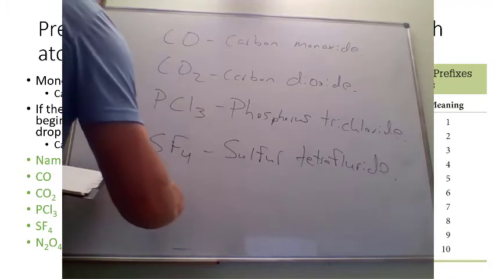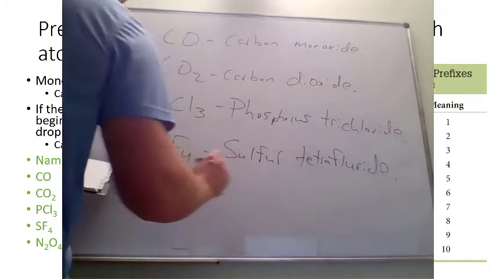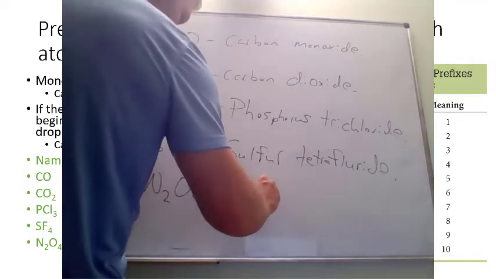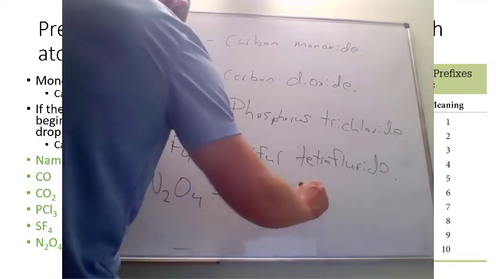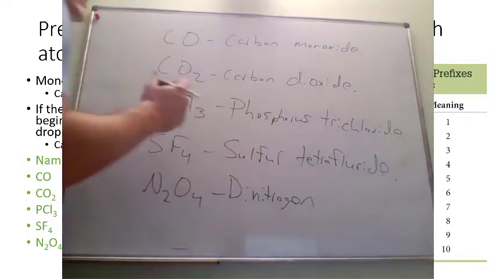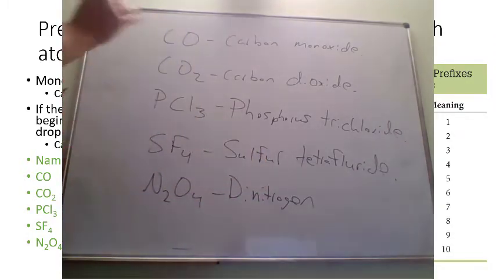Okay, finally, N2O4. So we have 2 nitrogen, so that gives us dinitrogen. And then 4 oxygens, that would give us not tetraoxide. You drop the A at the end, so that would be tetroxide.